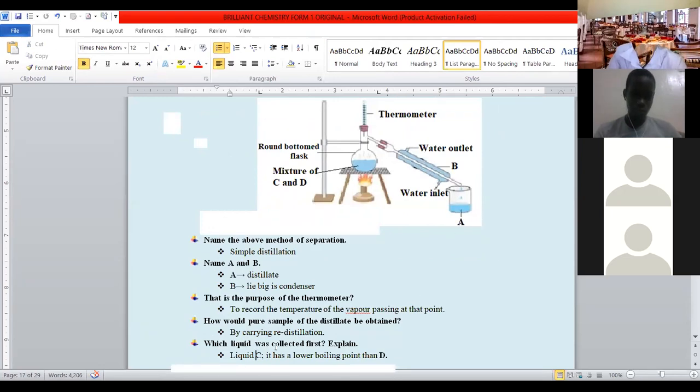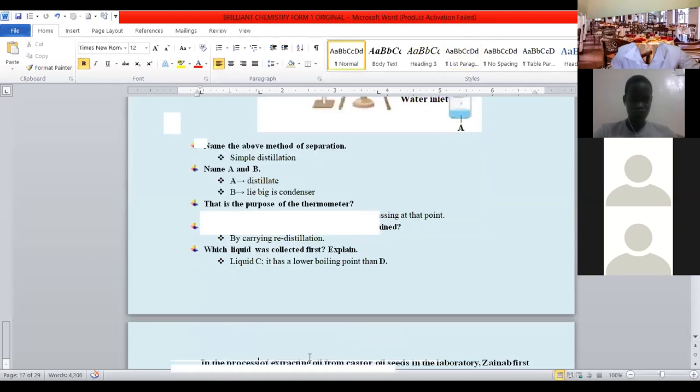Which liquid was collected first? We have said that the one with the lower boiling point. The one with the lower boiling point, that is C.